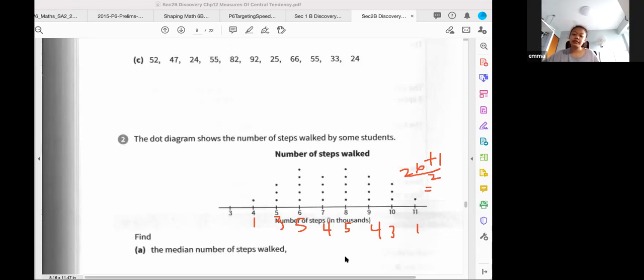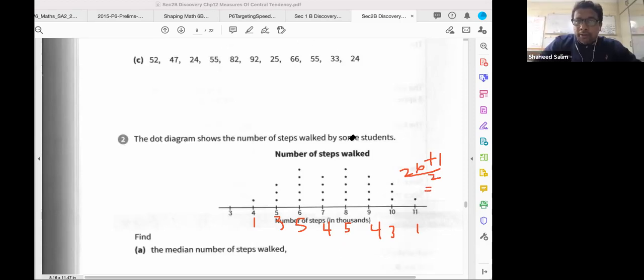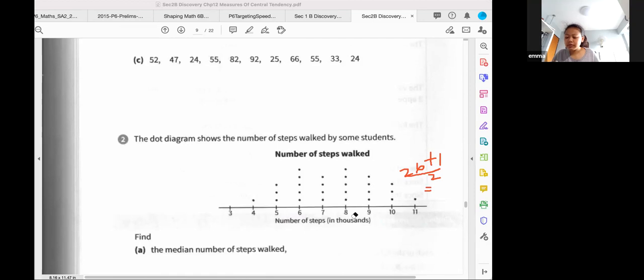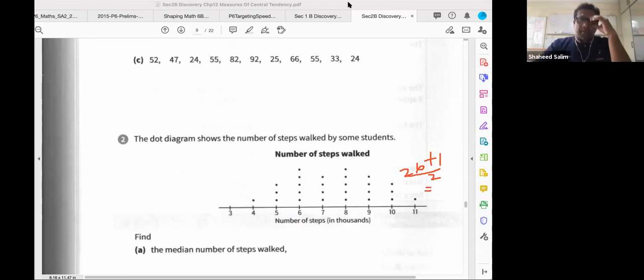7.5. Okay, but down here your numbers have got to be correct. Your answer is correct, but the steps are in thousands. So 7.5 in number of steps is how many? This is 3,000, 4,000, 5,000, 6,000, 7,000, 8,000, 9,000. So 7,000 plus 8,000 divided by 2. That's what I mean. 7,500. Maybe we stop here first and we'll continue next week.